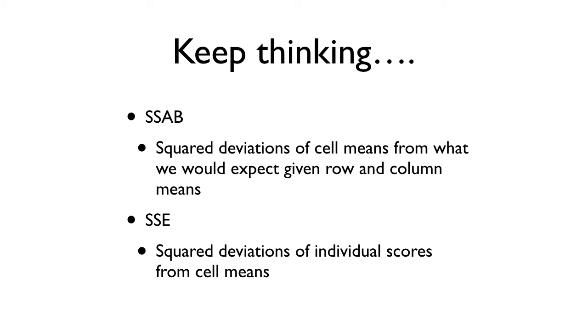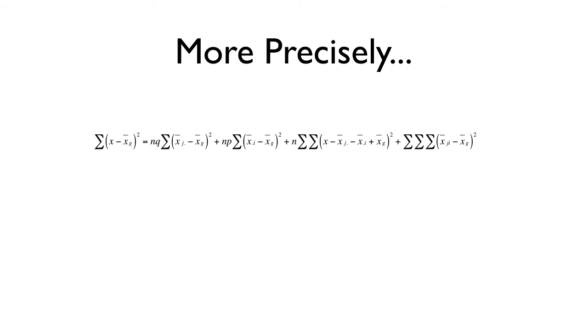So now we'll be precise with this. We'll do this now with actual notation. Sum of squares total, look, it's x minus x bar sub g. That's each score minus the grand mean. Sum of squares for A, sum of squares for B, sum of squares for AB, sum of squares for error.